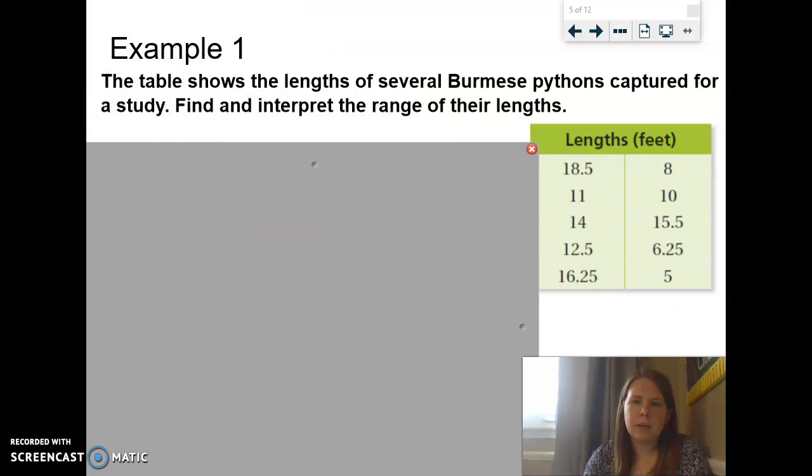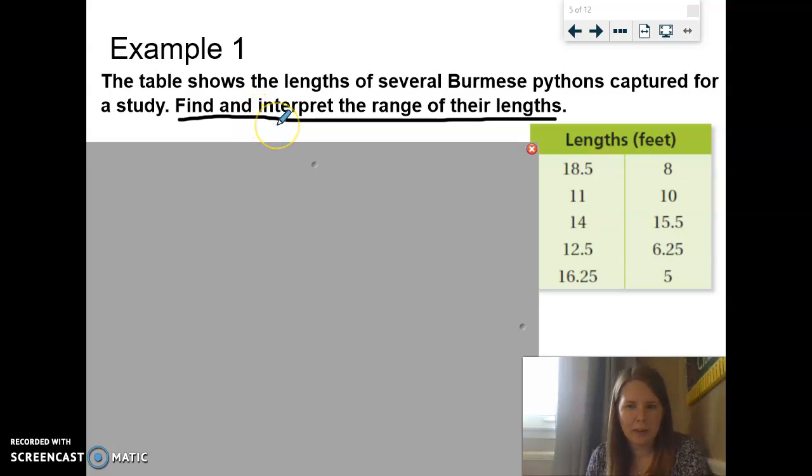All right, so example 1, we're going to take a look at how we solve this. The table shows the lengths of several Burmese pythons captured for study. So someone went out, they wanted to capture these pythons and study them. Find and interpret the range of their lengths. Basically I want to find that number, and interpret is basically explain. What does this mean?